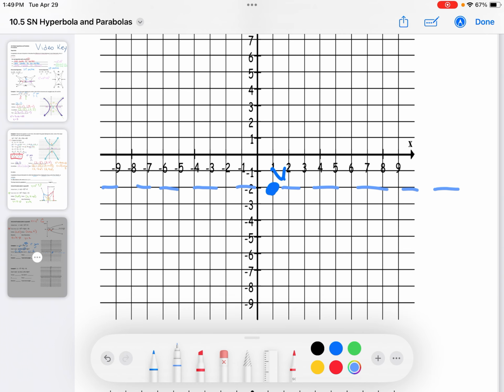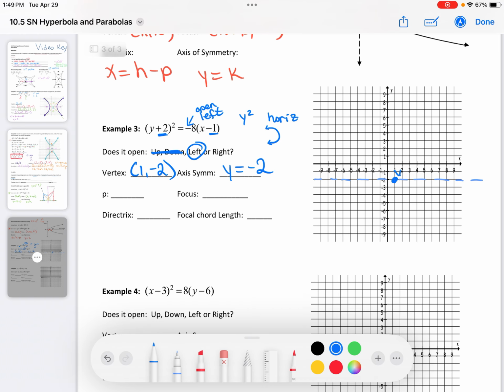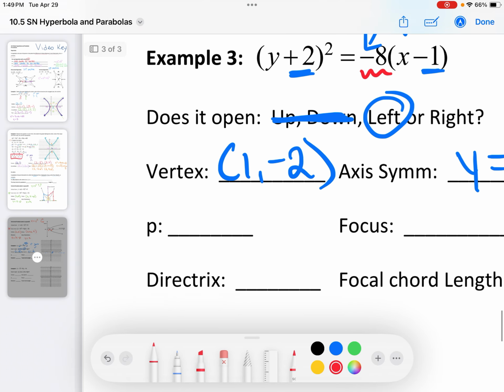Horizontal line at Y equals 2 through the vertex will be that axis of symmetry. Now, the value of P is that coefficient of the non-squared term. Okay, negative 8 is 4P. Look at the conic form of the equation. So P is negative 2.